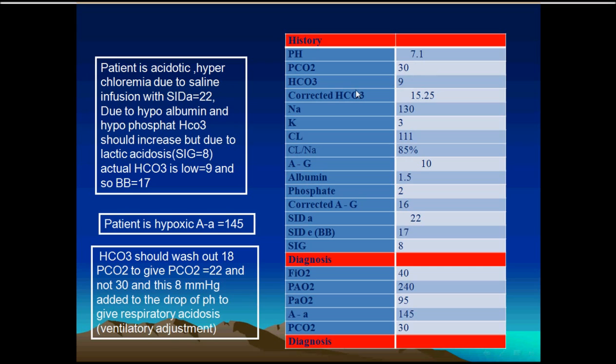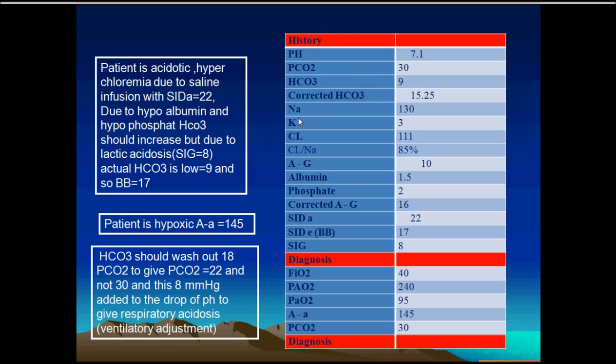But here it's 30 because the patient is on a ventilator. So this is a failure of adjustment. This means that the patient is hypoventilated. You should wash out carbon dioxide to bring it from 30 to 22. So this is a patient with metabolic acidosis, but the compensation is not complete. This needs some sort of ventilatory adjustment.